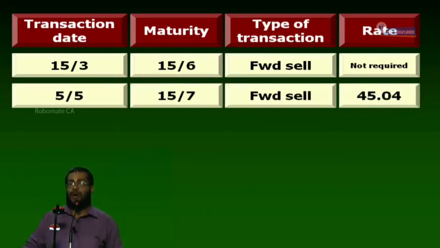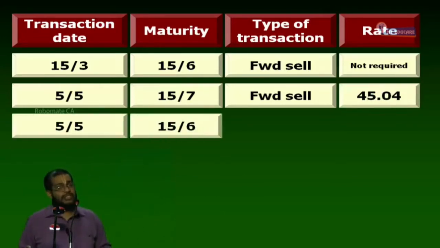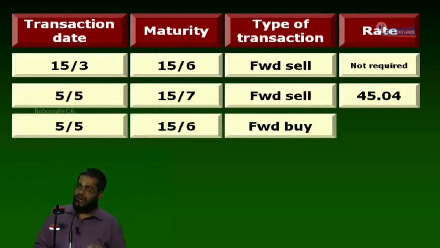45.04. Now, on the same 5th May, I have to give a counter to 15th June. How do I give a counter to the forward sell? Forward buy. I go for a forward buy, a buy at the bid on offer rate.